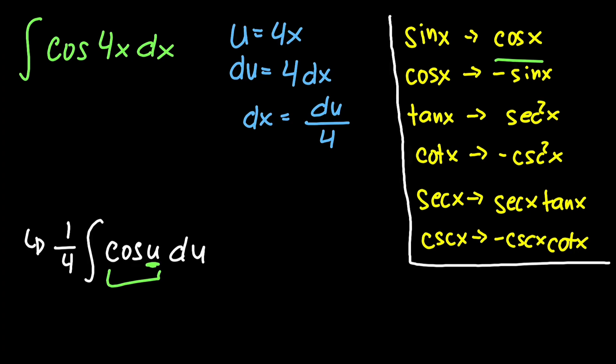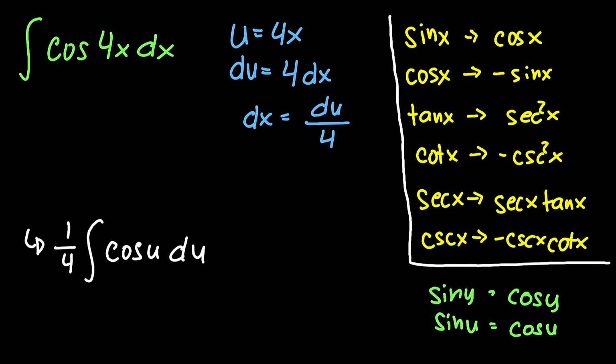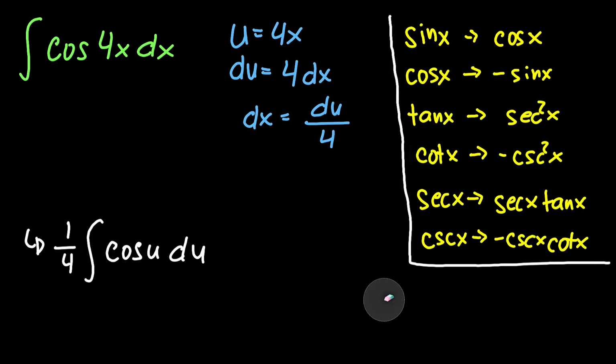But that is actually okay, because whether it is sine of y or sine of u or any variable, as long as it is a singular variable, it corresponds to the same, which is cosine of y and cosine of u. So this is equal to 1/4 multiplied by the integral of cosine of u, which is equal to sine of u.